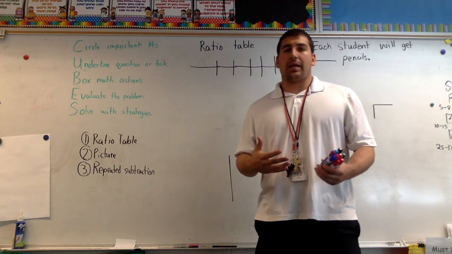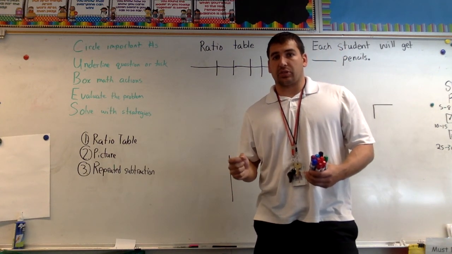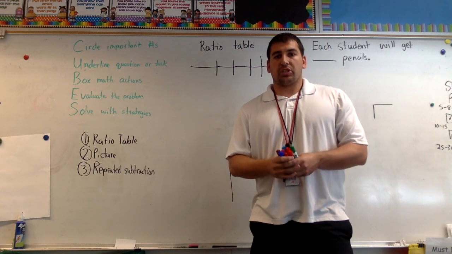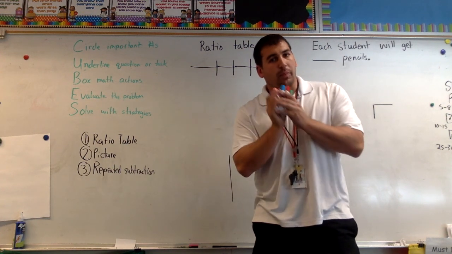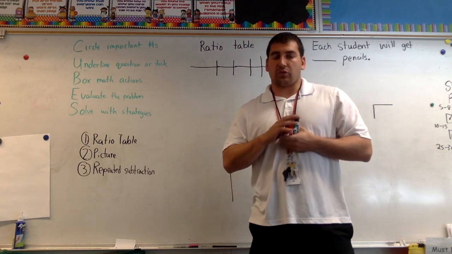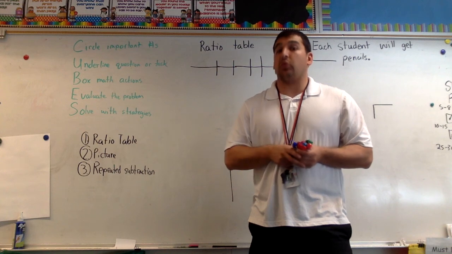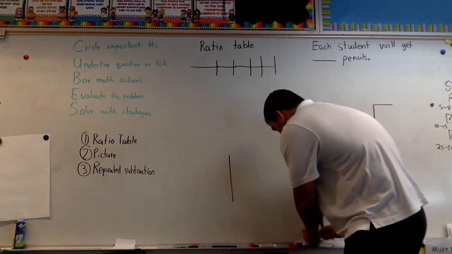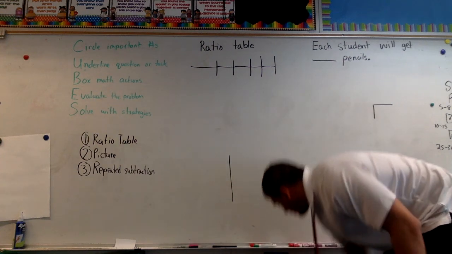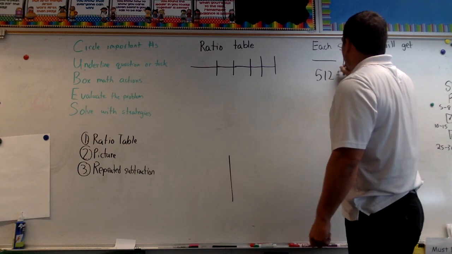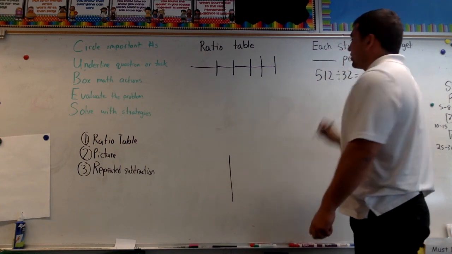But remember, I am not just the person that's going to give you the answers. You have to actually work on solving them. Okay, so let's just kind of imagine. Here's my 512 pencils. I know it's not 512, I know they're not pencils, but basically we have 512, and we need to split these evenly between 32 students. Okay, so the problem we're trying to solve is 512 divided by 32.